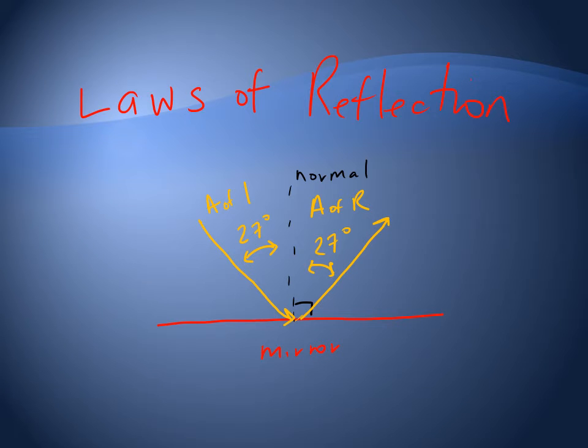This is the most important part of the law of reflection, that you understand that the angle of incidence is always equal to the angle of reflection. If you know one, you automatically know the other. And you'll notice that the normal line, the incident ray, the reflected ray, and the mirror are all in the same plane.